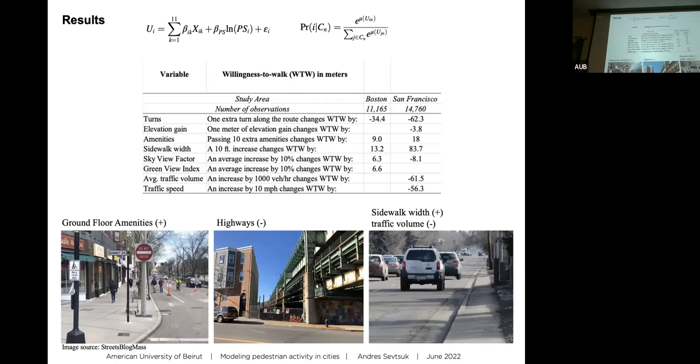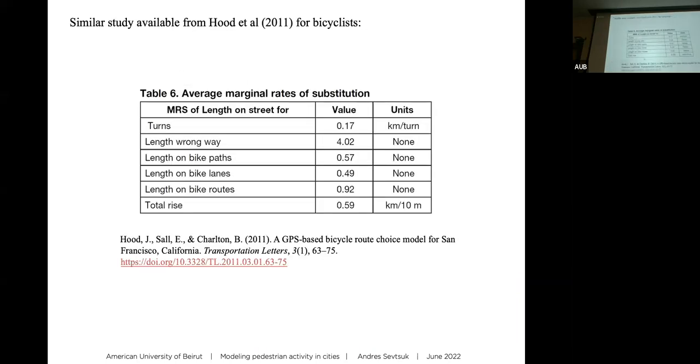So it's something that people gravitate towards. Traffic speeds and traffic volumes are negative. Having an extra 1,000 vehicles per hour on a road during the peaks along the way, on average, is perceived as the route being 61 meters longer, et cetera. So this gives us some sense of how different qualities of sidewalks affect pedestrian route choice preference and where pedestrians would rather walk in the context of Boston and San Francisco.